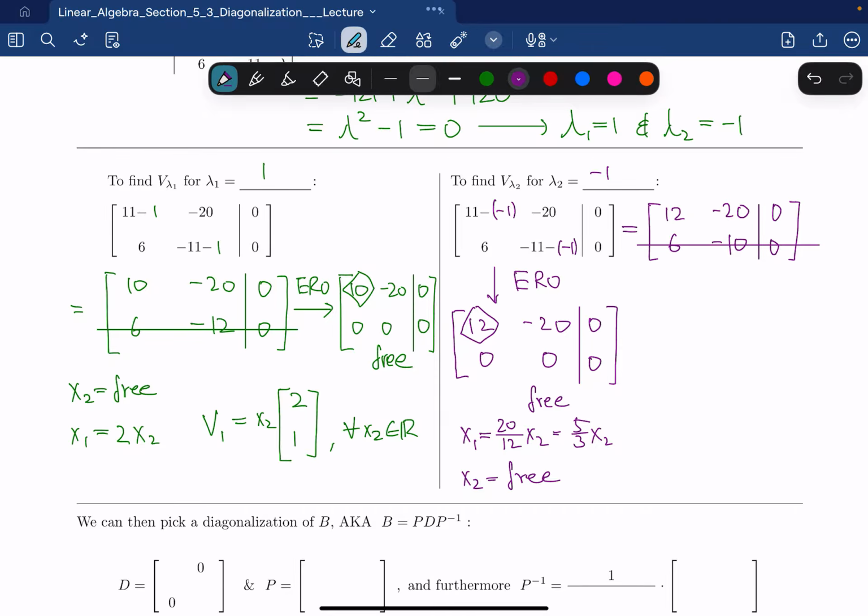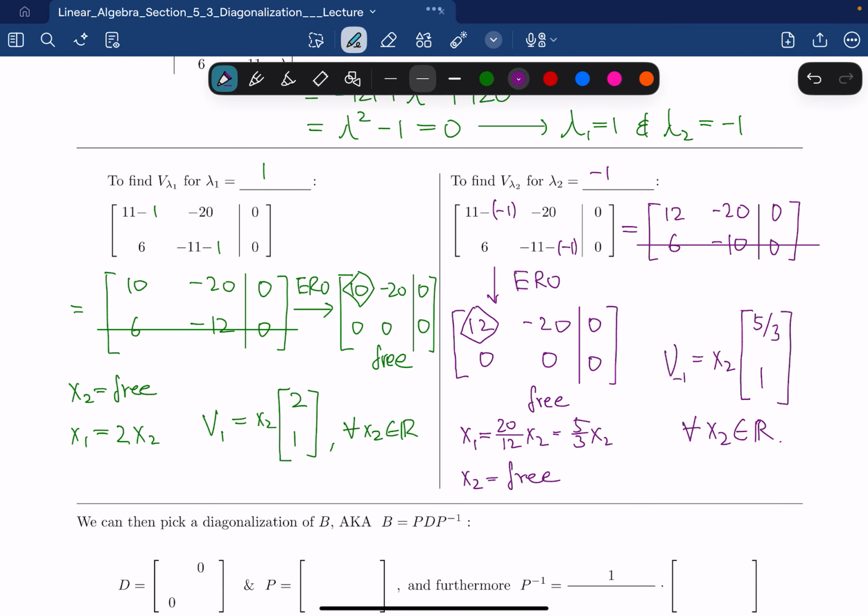Therefore the eigenspace V2 corresponding to lambda 2 equals -1, let me put V -1 here, is equal to x2 times the vector 5 over 3, 1, for all x2 in R. So I found my two eigenspaces corresponding to lambda 1 equals 1 and lambda 2 equals -1.